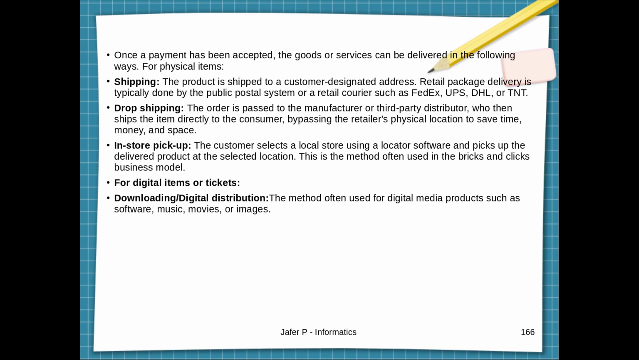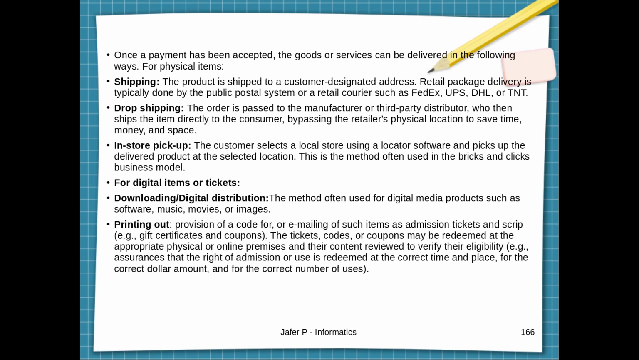Instead, they will give you an option to download the software. They will give you an option to download such kinds of digital items, right? Digital items may be tickets, or it may be music, movies, images, products, software, etc. Then printing out. Once you have downloaded such a digital item, there will be an option of printing out. Provision of a code for emailing such items as admission tickets and scripts, gift certificates and coupons.